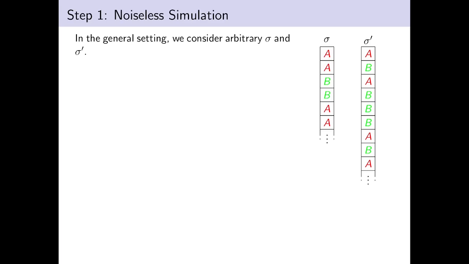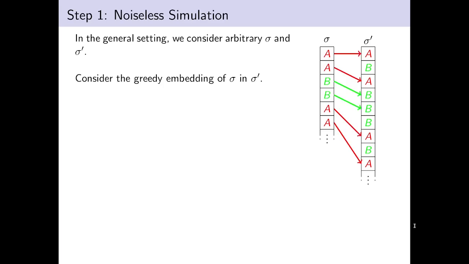However, it gets a bit more difficult to figure out when you can know where you're at in the general case. In order to analyze this, we consider an embedding. Simply match each coordinate of sigma to the earliest coordinate it can match to in sigma prime. So we match the first A to the first A, then the second A to the first A after that, the first B to the first B after that, and so on and so forth.